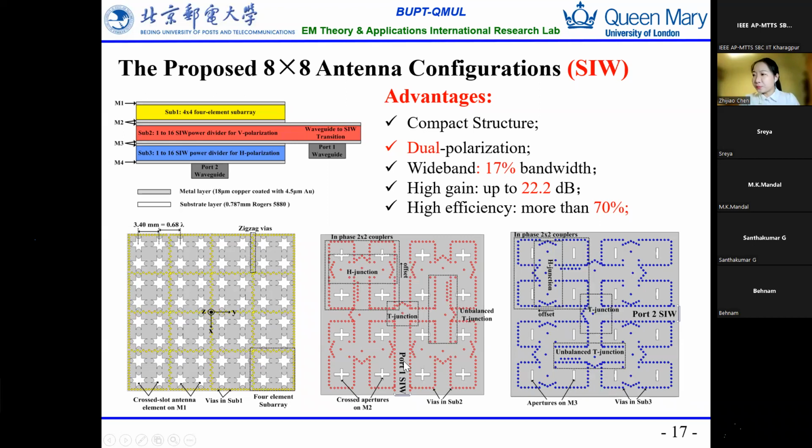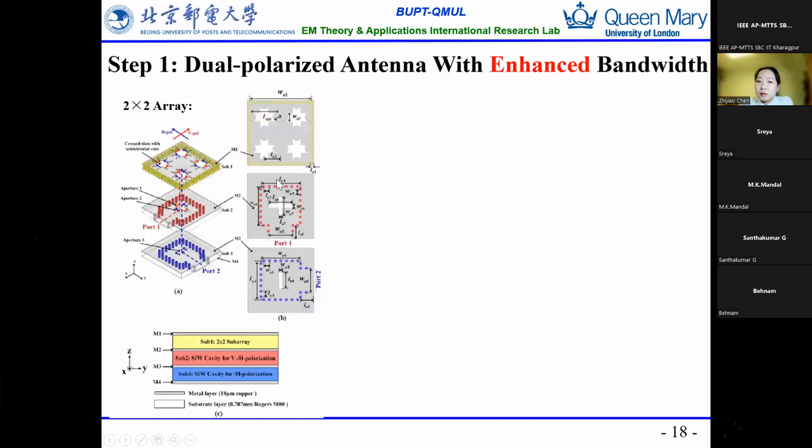They work in dual polarization, and this is the feed network for one polarization. This is another one. The power is fed from here, divided by 2, divided by 2, and divided by 2, and fed through these slots, going upward to feed this antenna array. I would like to introduce step by step how I designed this antenna and how to achieve wideband and dual polarization at the same time.